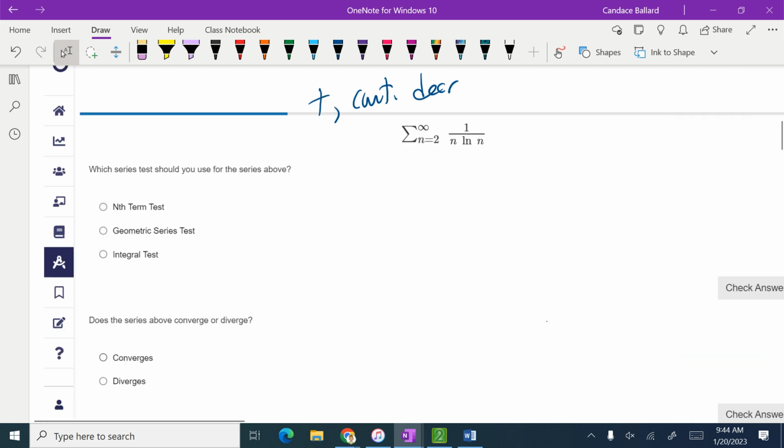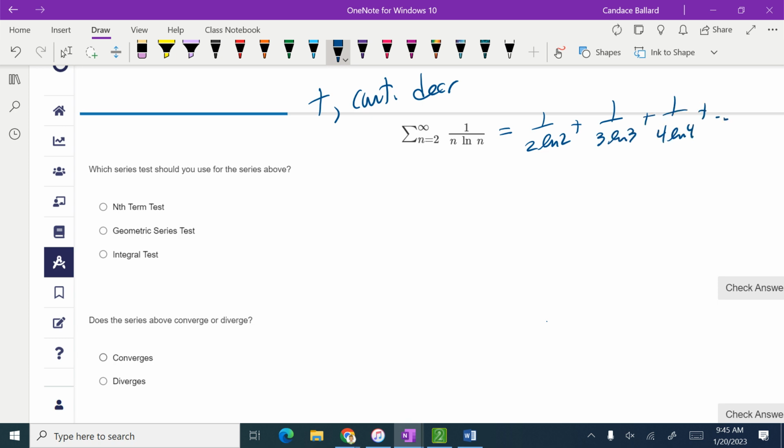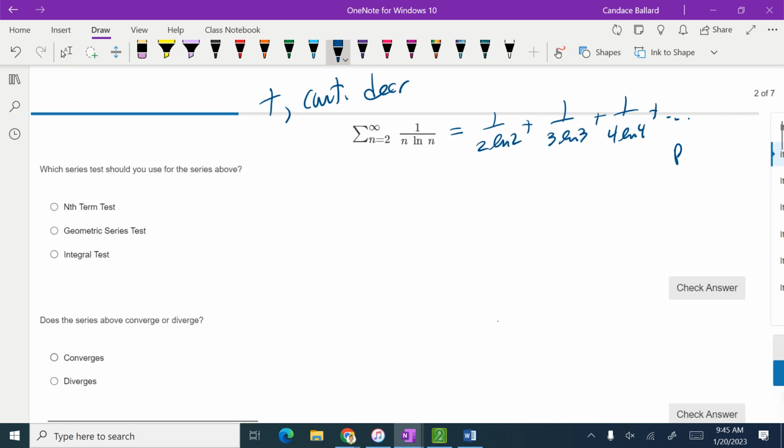So, positive means I just got to make sure I plug my terms in. What number am I starting with? 2. Okay, so 2 natural log of 2 plus 1 over 3 natural log of 3 plus 1 over 4 natural log of 4, and so on. They look pretty positive to me, right? So this is how we're proving positive. In our heads, we know there's no way that's going to be negative.